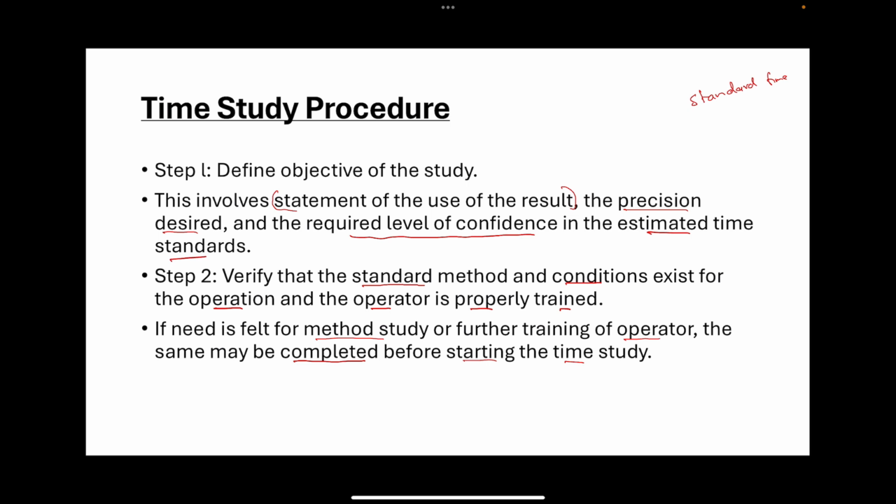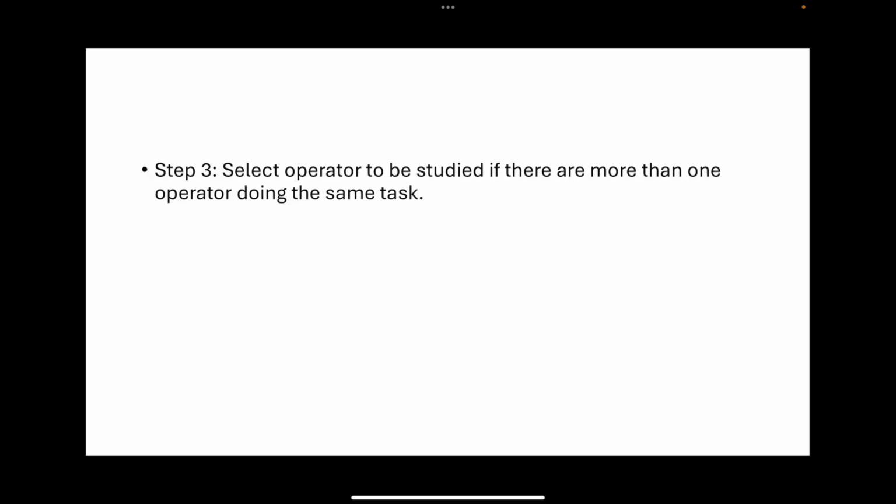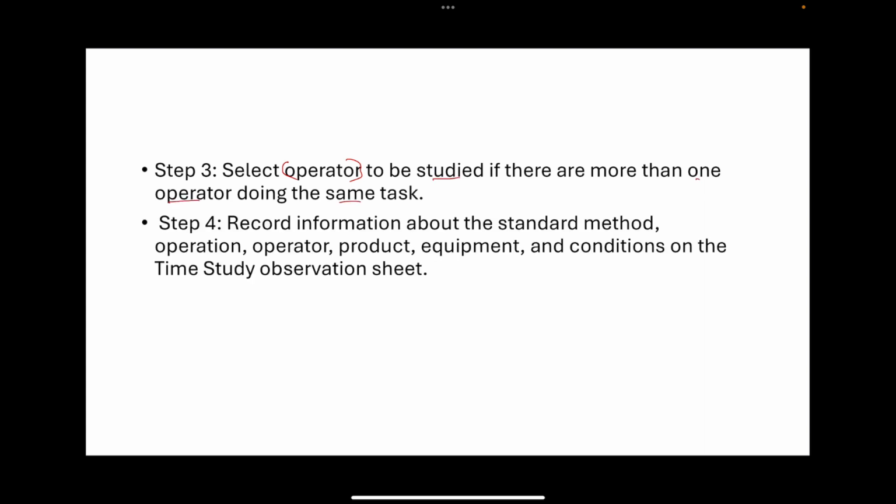Okay, so if you want to train the operator, it should be completed before starting the time study. Next, you need to select the operator. You need to select the operator to be studied if there are more than one operator doing the same task. And in step 4, you need to record information about the standard method, operation, operator, product, equipment, and conditions on the time study observation sheet.